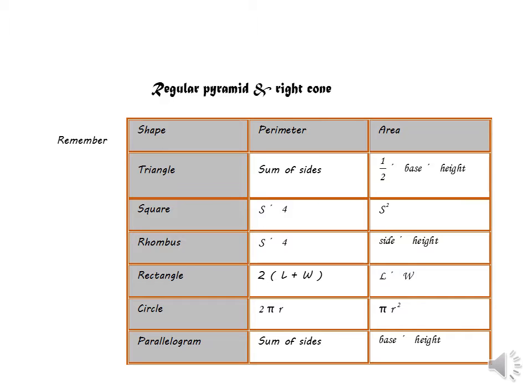Circle: the circumference or perimeter equals 2 pi r or pi times diameter. Area equals pi r squared. Parallelogram: perimeter equals the sum of its sides, but area equals base times height.